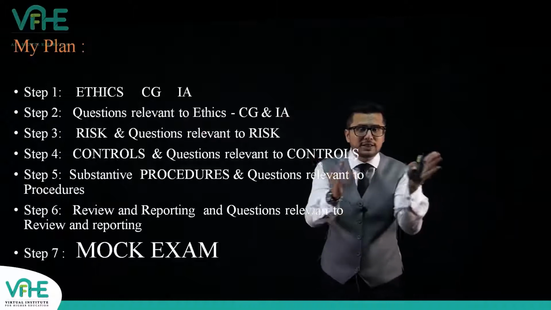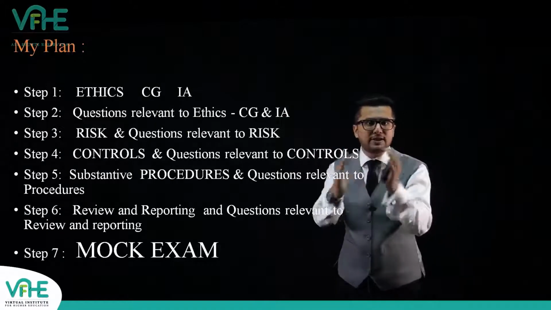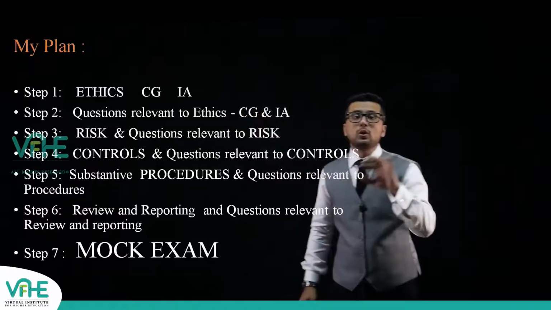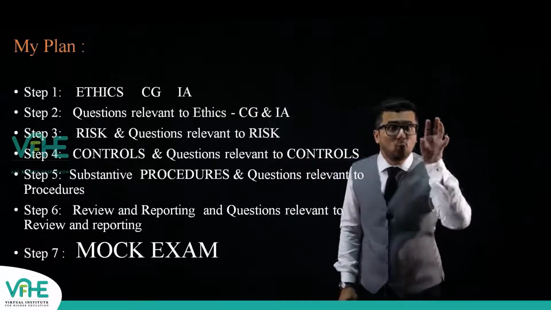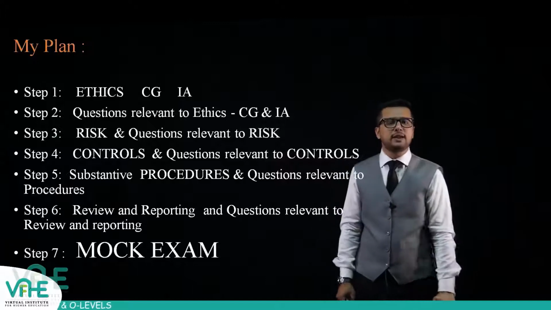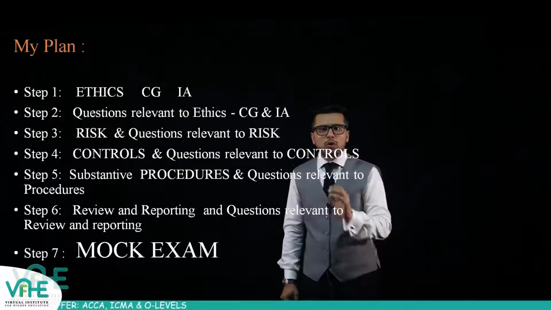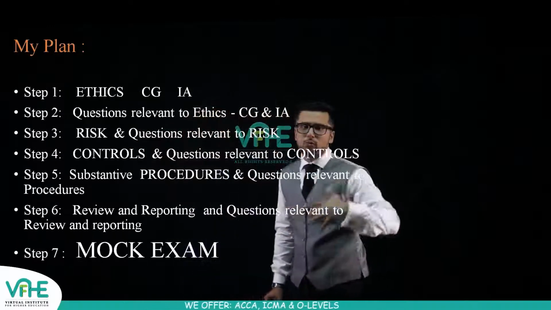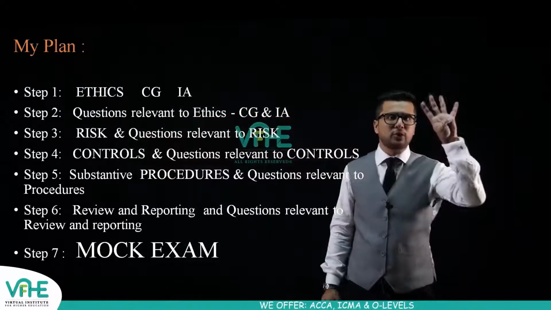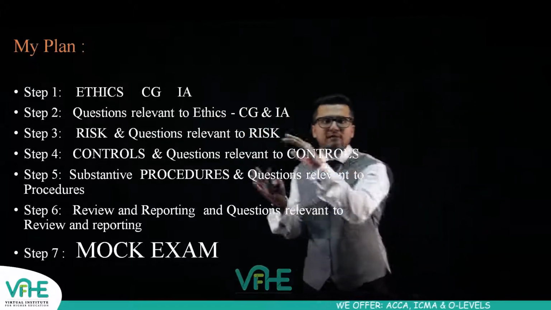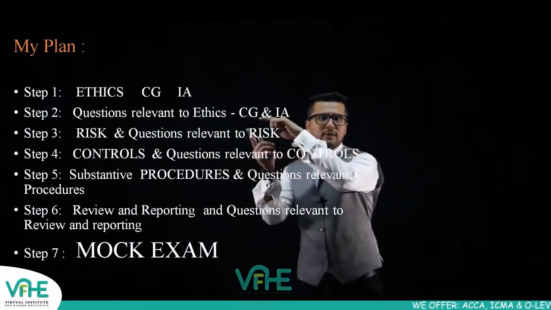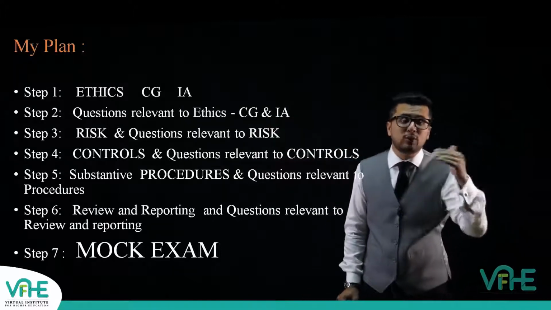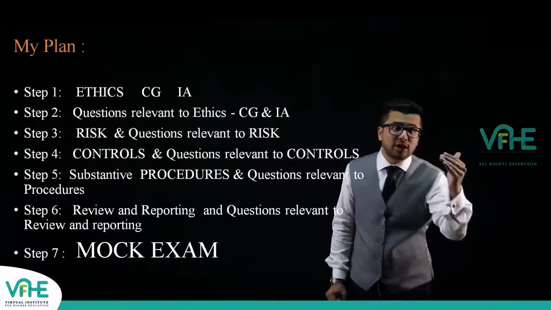Once we are done with these 3 areas, that is ethics, corporate governance and internal audit, which means we are done with step 1 and step 2, we will have a session on the OTQs of ethics, corporate governance and internal audit. Okay, then we'll go to the major area, that is risk. We will go through the major topic risk, which is going to be the 4th topic. Then we'll have past paper questions relevant to risk. Once we are done with risk, we'll have a session with respect to OTQs on risk.